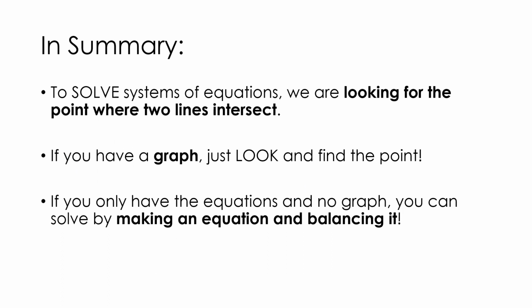So just for a quick summary here, if we want to solve a system of equations, we are essentially looking for the point where two lines intersect. And we're always going to need to write that as an x, y point, which is called an ordered pair, right? So we're looking for x and for y. If we have a graph, we can graph it and just look and find the point, right? See where they overlap. If we only have the equations and for whatever reason we're not able to graph or we're trying not to graph to save some time, we can solve the system of equations by making an equation, kind of combining the two together and balancing the equation and solving for x. And then remember at the end, you always need to go back and find y as well.